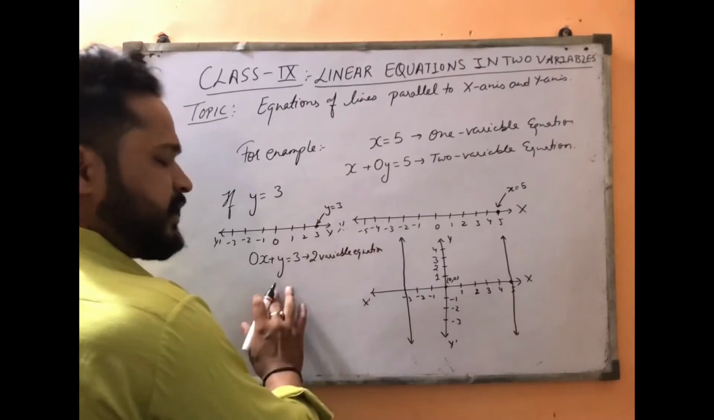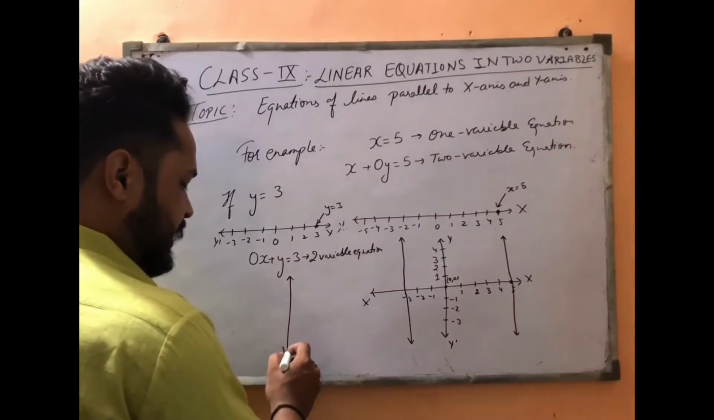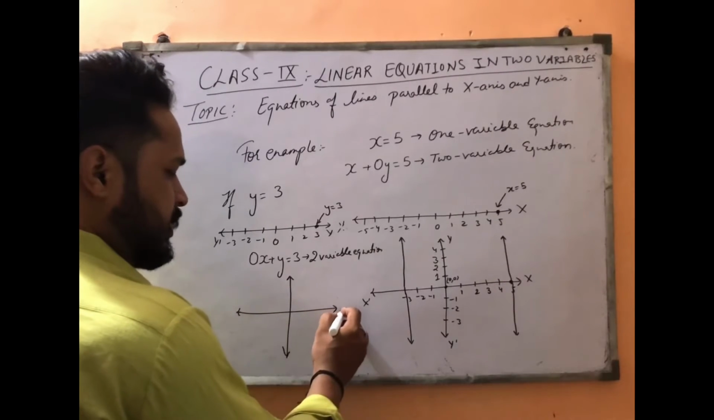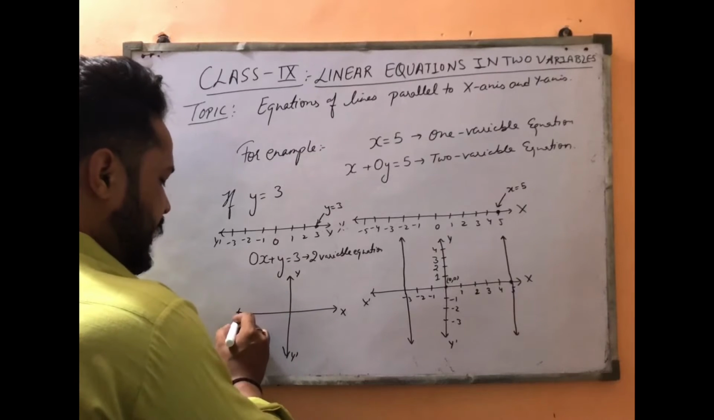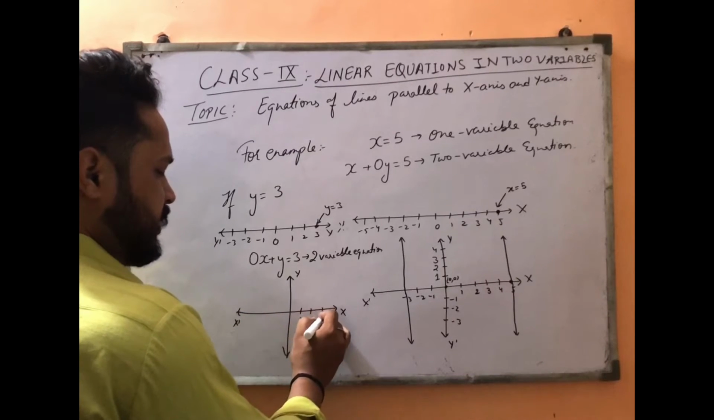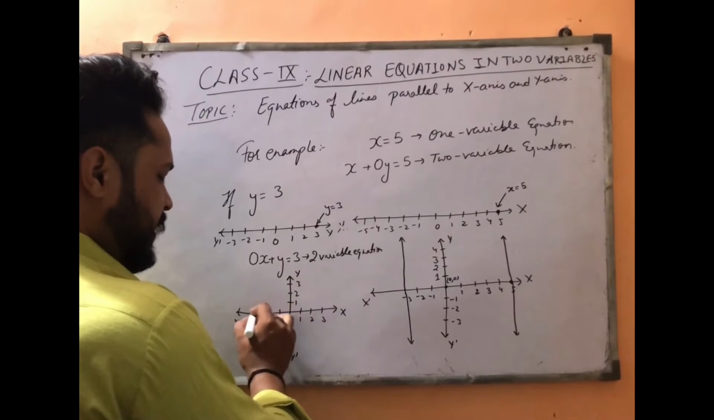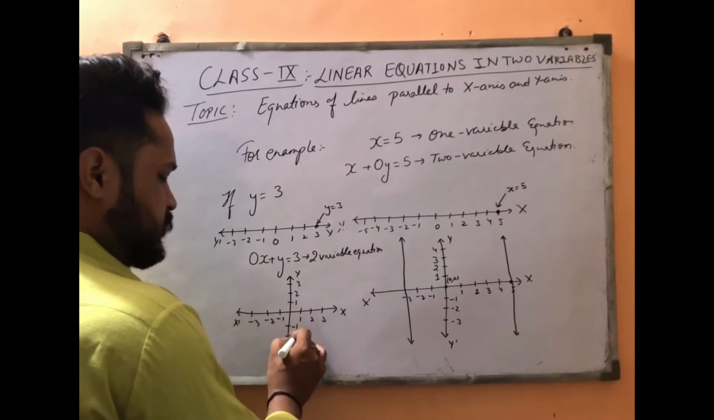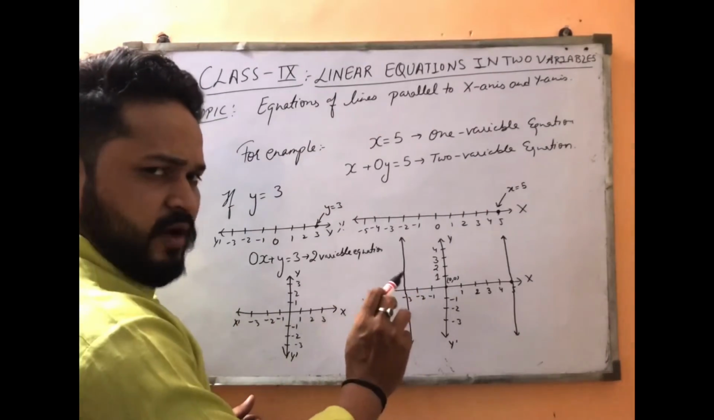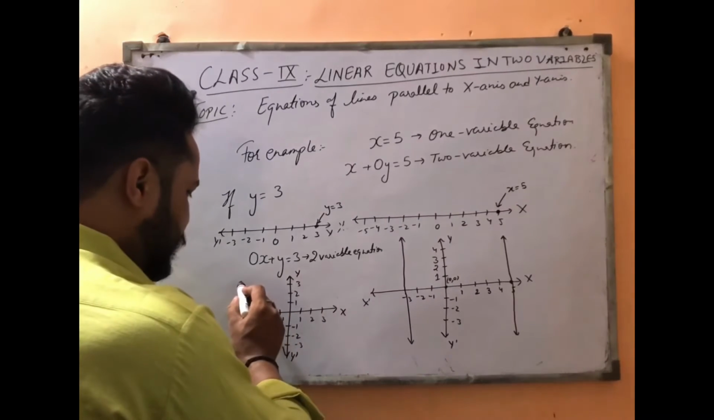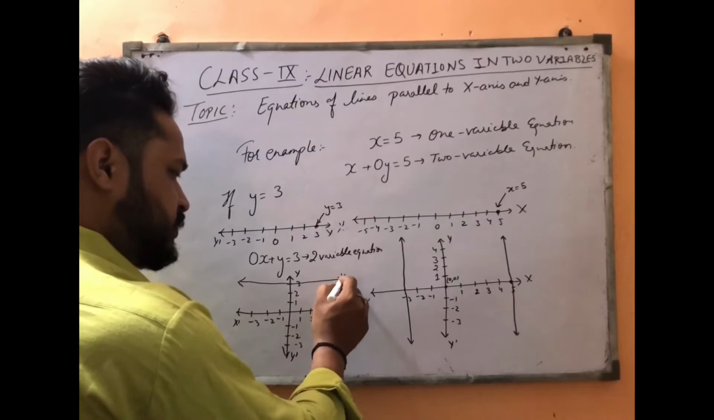If it is a two variable equation, or we want to define it in a Cartesian plane of two dimensions like x, y, y dash, x dash, this is 1, 2, 3, this is 1, 2, 3, this is -1, -2, -3, this is -1, -2, -3. So now for all values of x, y is always 3. That means the line is always parallel to the x-axis. So this is the y is equals to 3 line.